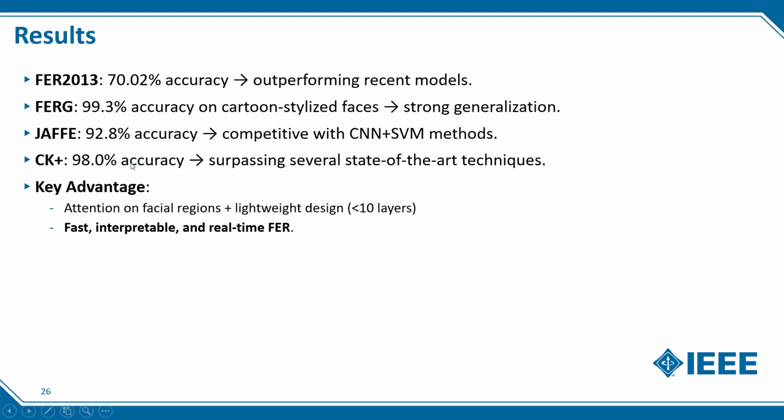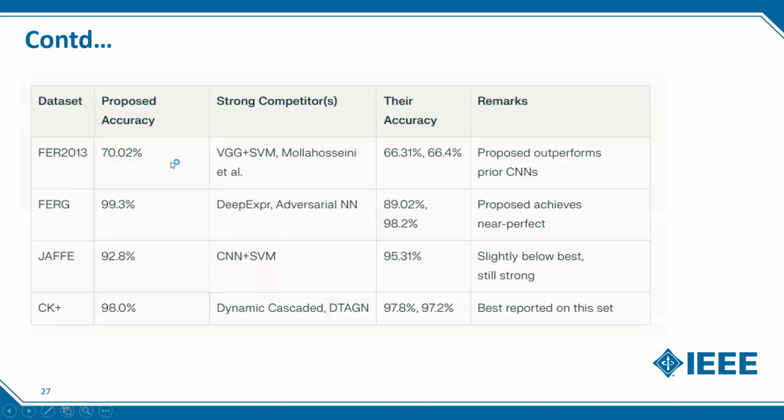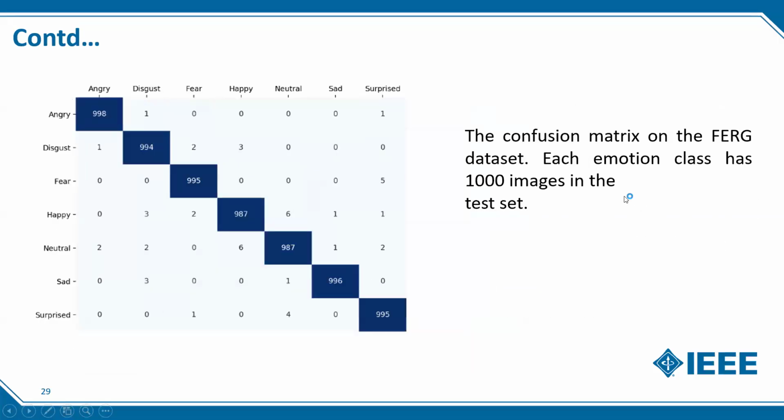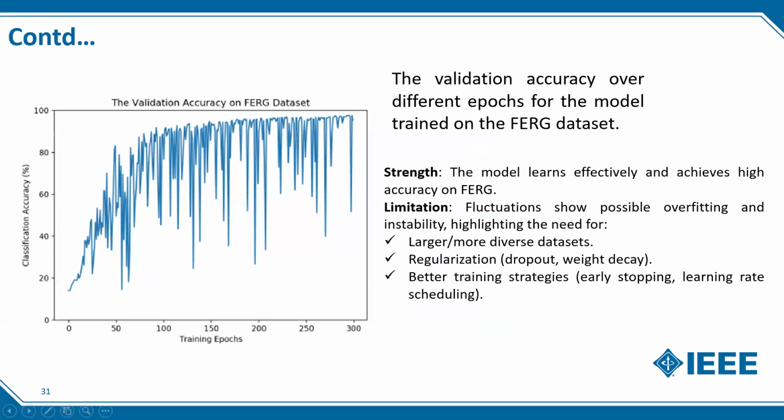CK plus 98.0% accuracy, and the key advantage is that even though the FER number is lower, it is a lightweight and fast, interpretable, real-time FER model. So these are the performance measures, and these are the confusion matrices with different data sets. And here I have shown the validation accuracy on the FERG data set.